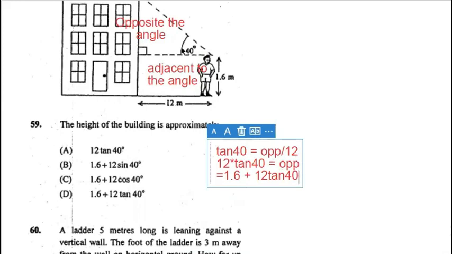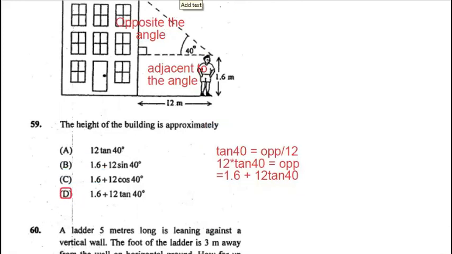But remember, the triangle that is formed by this angle of elevation only represents about 3/4 of the building. There's still this portion of the building, about 1/4, remaining, which is the height of the young man, and we have that, which is 1.6 meters. So we can just add that 1.6 to what we found before. So it is 1.6 plus 12 tan 40 degrees. So our answer to 59 is D.